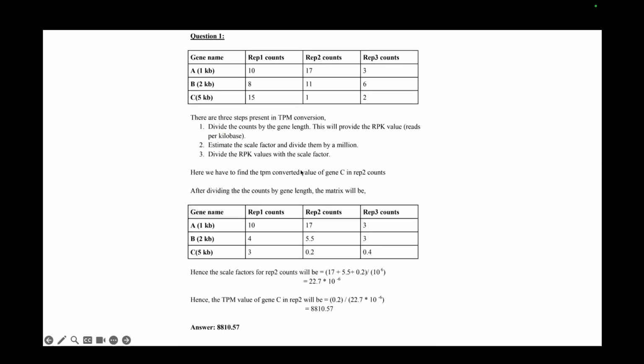Sorry if I confused you. First, you need to divide by gene length. Then you need to calculate the scaling factor. How do you calculate the scaling factor? You add all the gene expression values normalized by gene length, and divide them by a million, which is 10 to the power 6, per million. Then you do the TPM calculation, which is just dividing the expression value normalized by gene length by your scaling factor, and you get the answer. Simple.